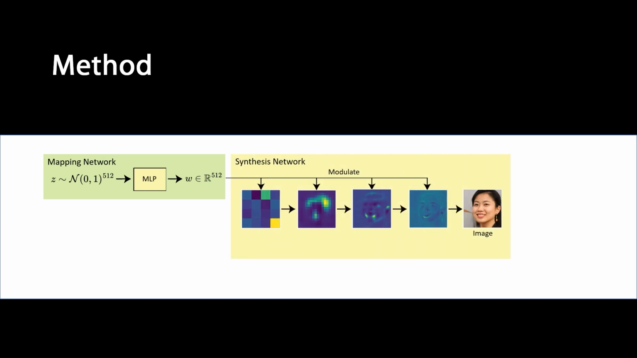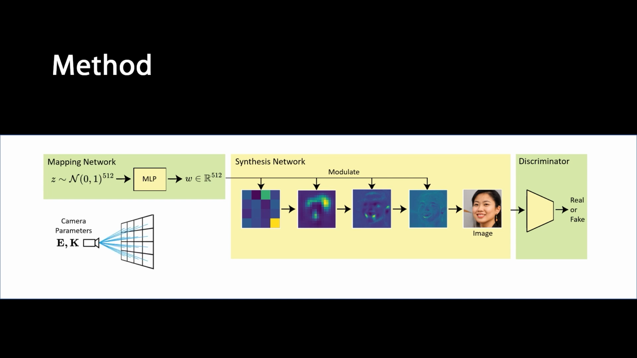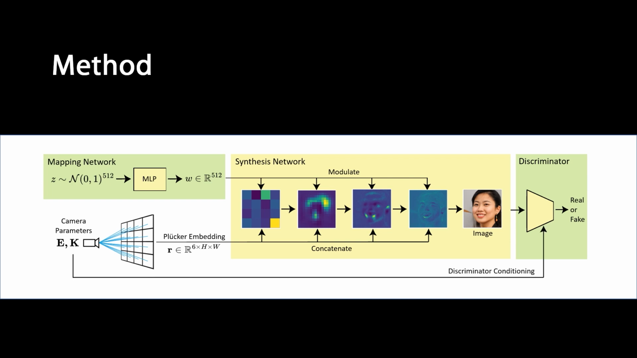Our method works by making a small modification to the StyleGAN network. The StyleGAN network first maps a normally distributed vector to a latent space, then uses the latent vector to modulate the features in the 2D synthesis network. Finally, the output image is fed into a discriminator. To condition the 2D GAN on viewpoint, we first compute the Plücker coordinates through each ray through the image's pixels, then concatenate them to the features of the synthesis network. The camera parameters are also passed to the discriminator.